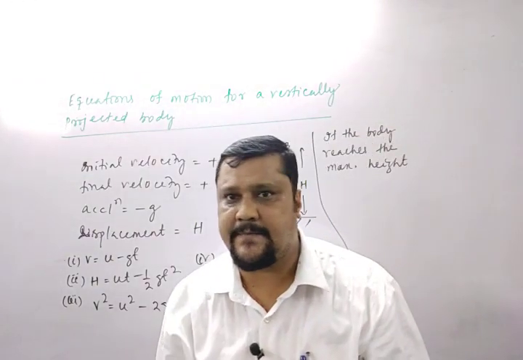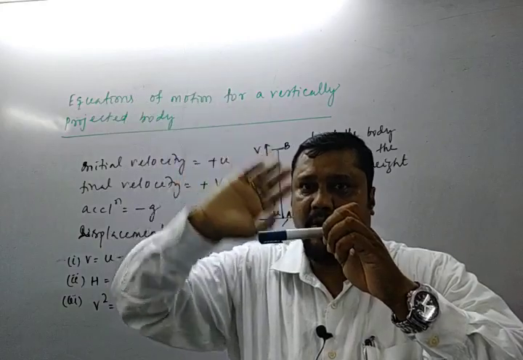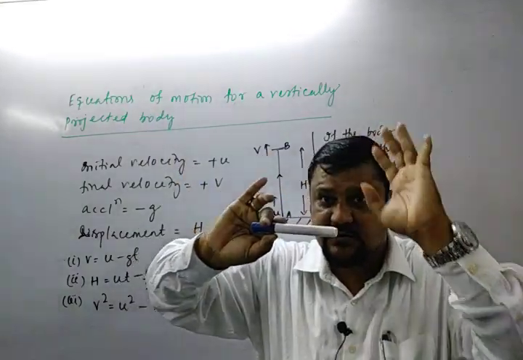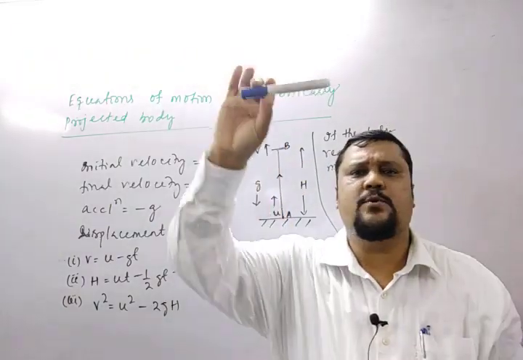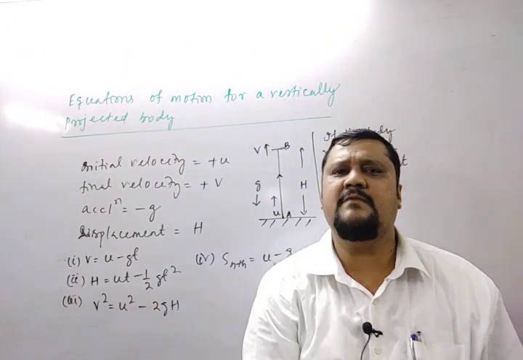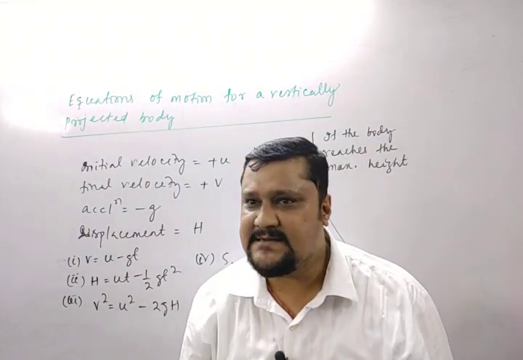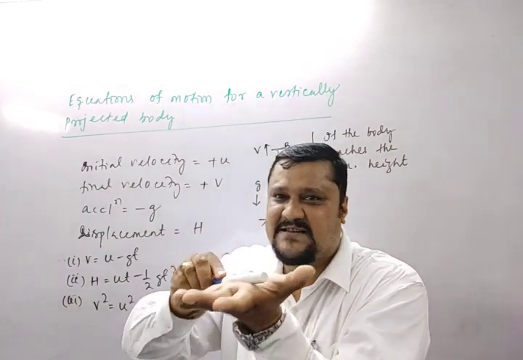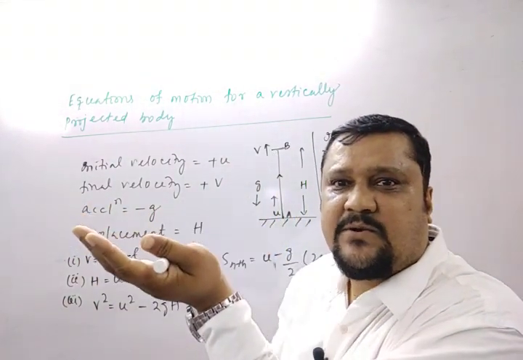Another concept: always remember this. Don't use the wrong one. What mistakes are students generally making? When I project a body, it goes up, and at this point the velocity is 0. Now when it comes down and hits the ground, what is the velocity there? You are telling 0. No, the velocity is not 0 when it hits the ground, because the ground has some resistance, and that is why the velocity becomes 0.